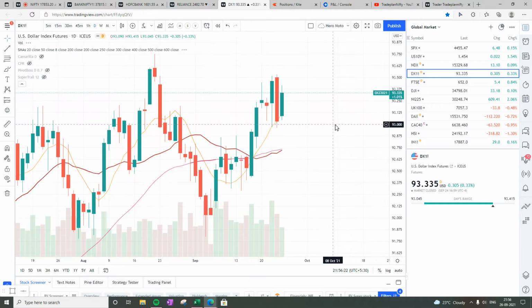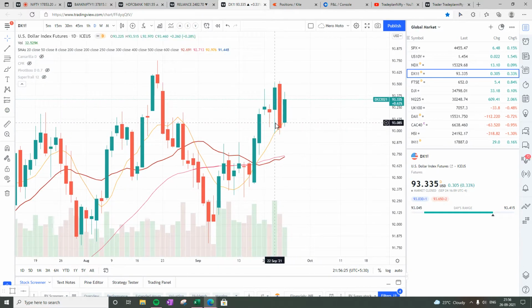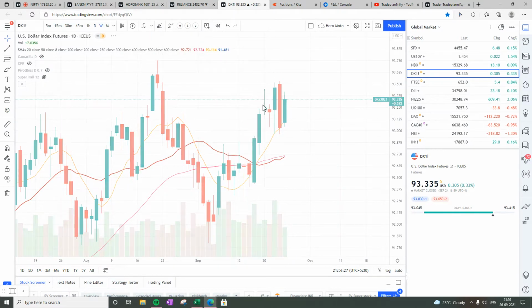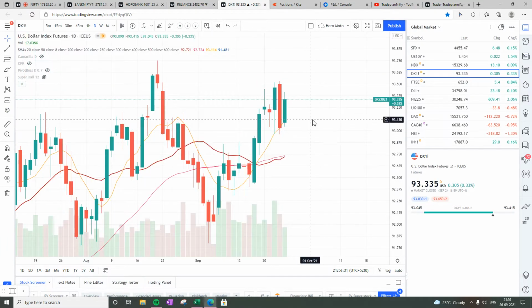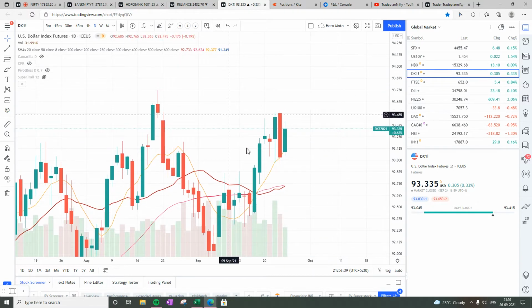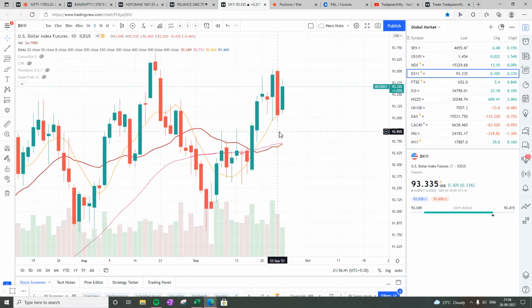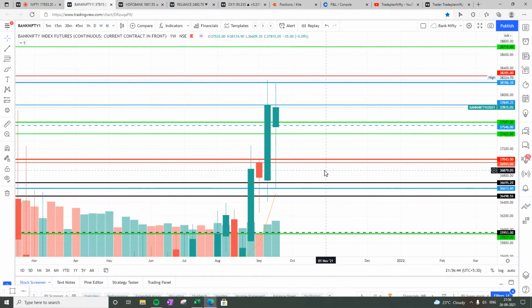And when we look at the dollar index, we see that the dollar index also on the weekly chart is moving up, as well as on the daily chart is taking a support on the 8 bar and moving up, and maybe now getting into the next phase of consolidation between 93.5 and 93. So the dollar index is also moving up, which is not a good sign for Bank Nifty. And we see the impact of this on Bank Nifty.